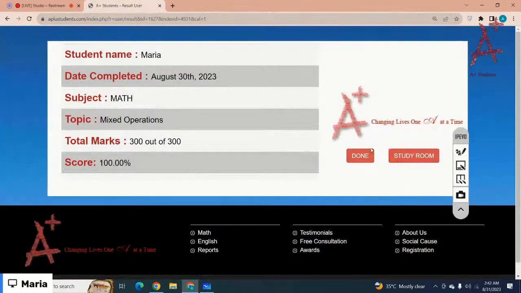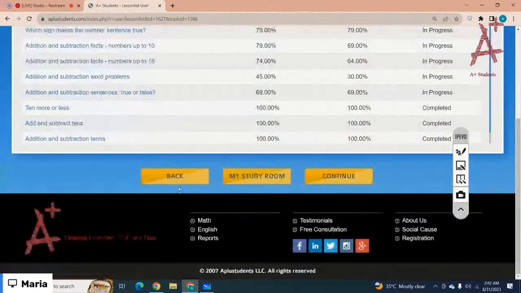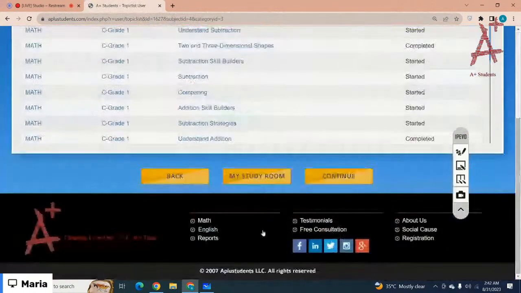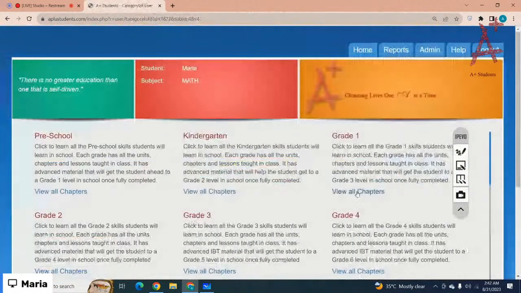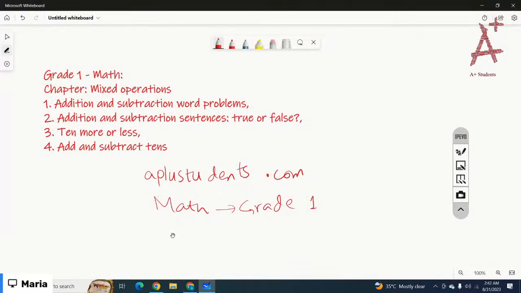Okay, we are done with the lesson. So we were working on grade 1 math. The lessons we have covered today are addition and subtraction word problems, addition and subtraction sentences true or false, 10 more or less, and add and subtract tens. Please make sure before the next session you complete all the practice questions for the lessons we did today. If you need more help with any of the lessons, you can contact any tutor on Skype.